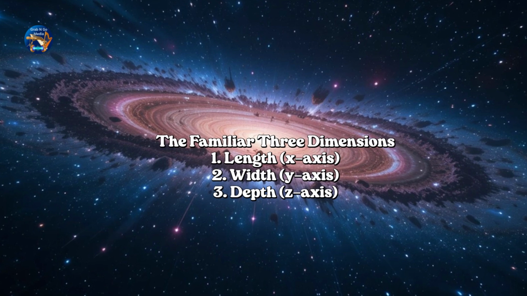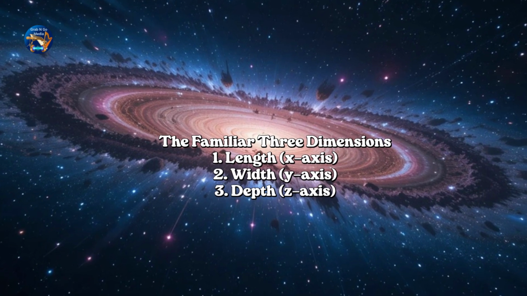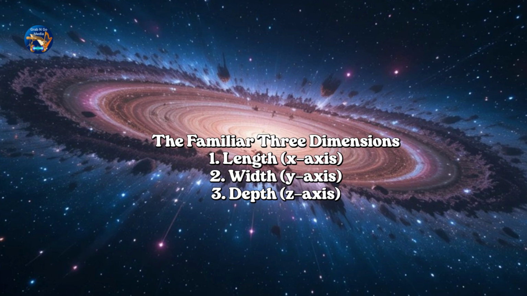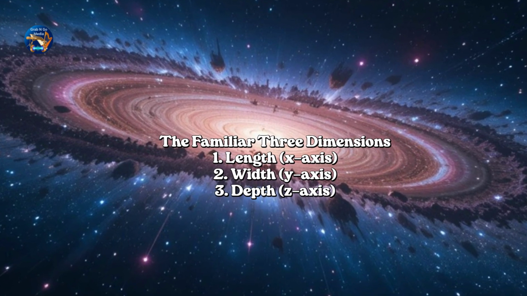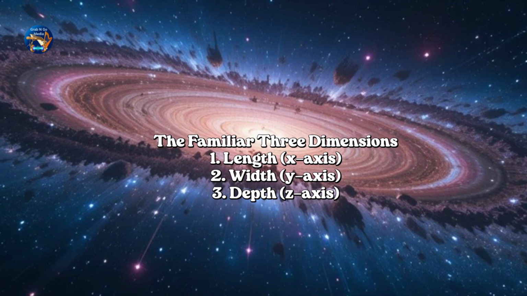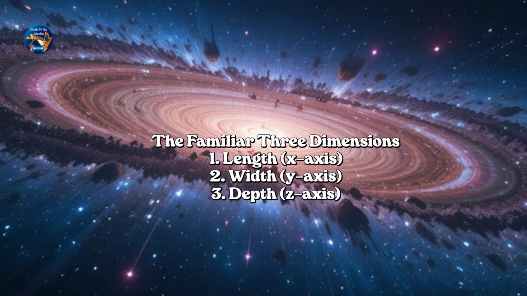The familiar 3 dimensions. We exist in a 3-dimensional world where every object has 1. Length, x-axis; 2. Width, y-axis; 3. Depth, z-axis. These dimensions allow us to pinpoint any location or describe any object in our daily experiences.